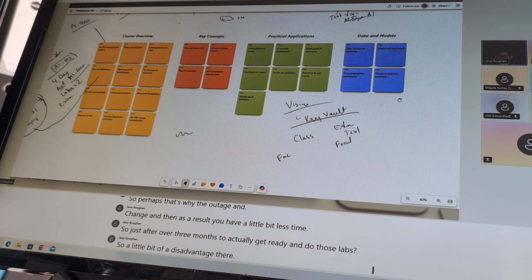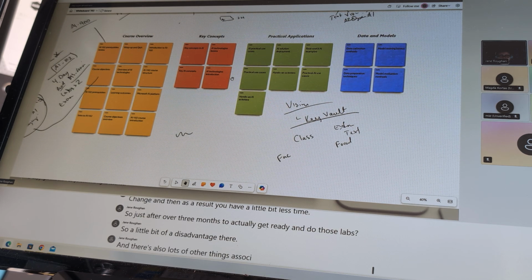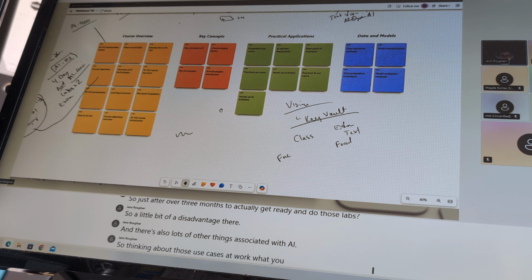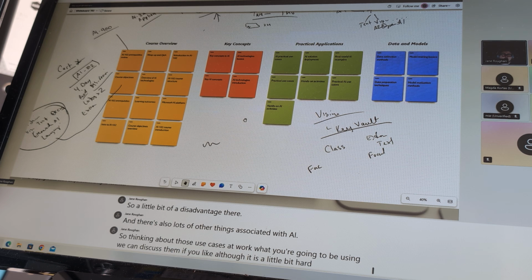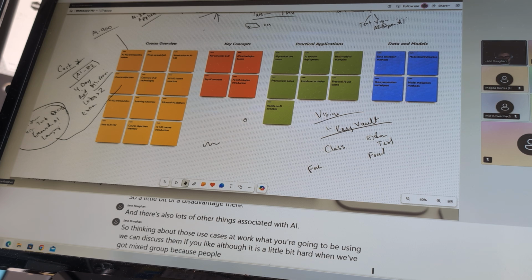And there's also lots of other things associated with AI. So start thinking about those use cases at work, what you're going to be using. We can discuss them if you like, although it is a little bit hard when we've got a mixed group because people are worried about trade secrets and all that sort of thing.